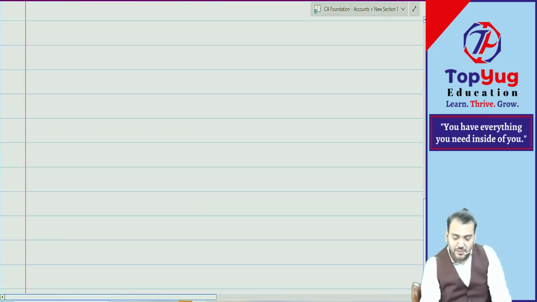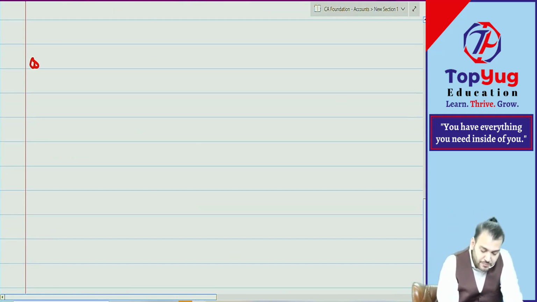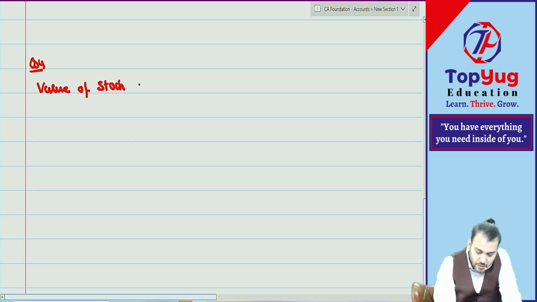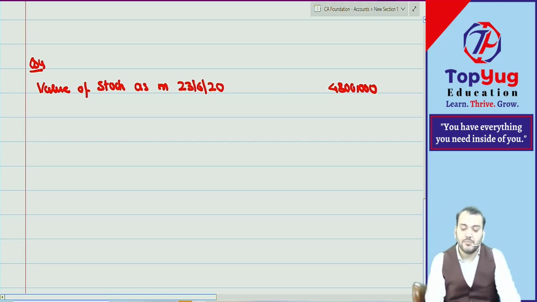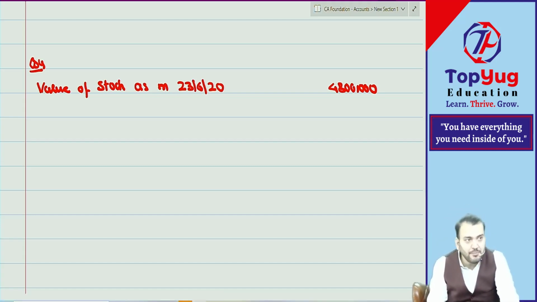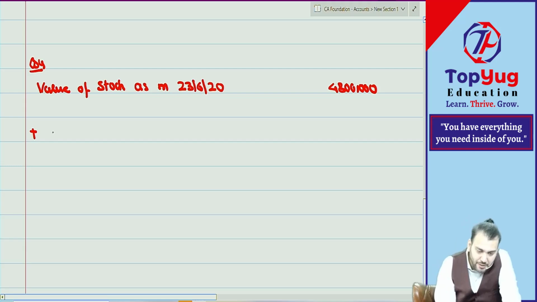Correct. We'll start with this question number 4. So we'll start with value of stock as on which date? 23rd June 2020. How much is given? 48 lakh. My question to you all: goods sent on consignment, if they remain unsold, will they come in the balance sheet? It will come in the balance sheet, correct. So that will also be part of stock only. We will add it now.